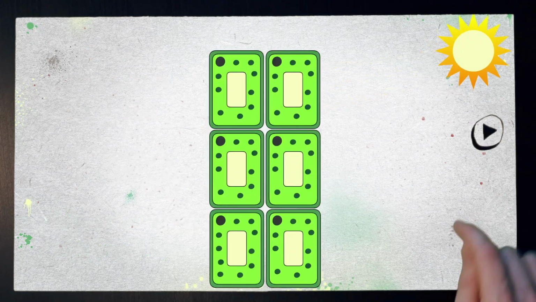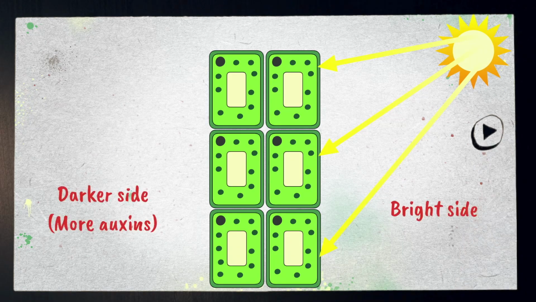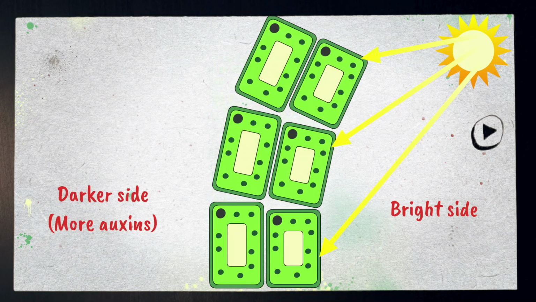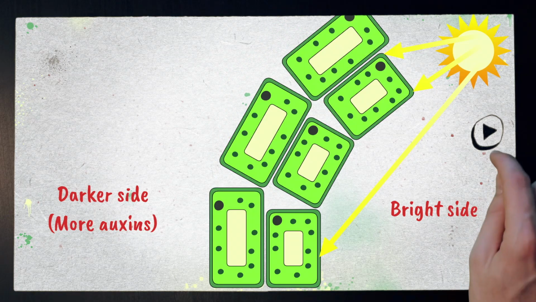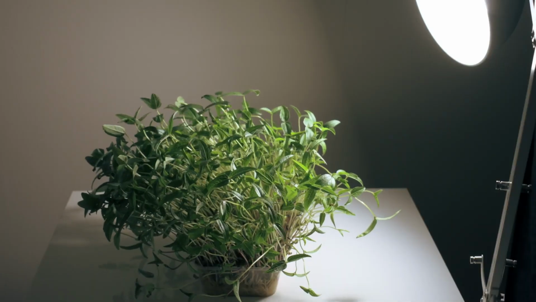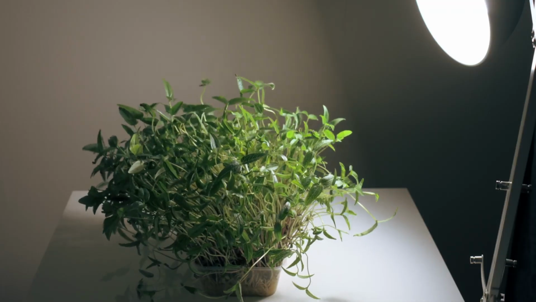Picture columns of cells side by side, and imagine only one side receives any sunlight. The cells on the darker side would accumulate auxins and grow longer, forcing the stack to bend to the side until the top of the stack is pointing toward the light. For plants, the effect of auxins causes the whole stem to bend in one direction, making the tip and the leaves face towards the light.